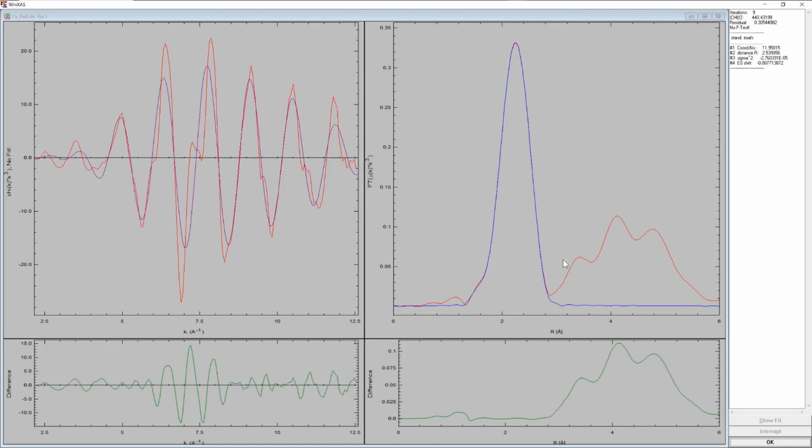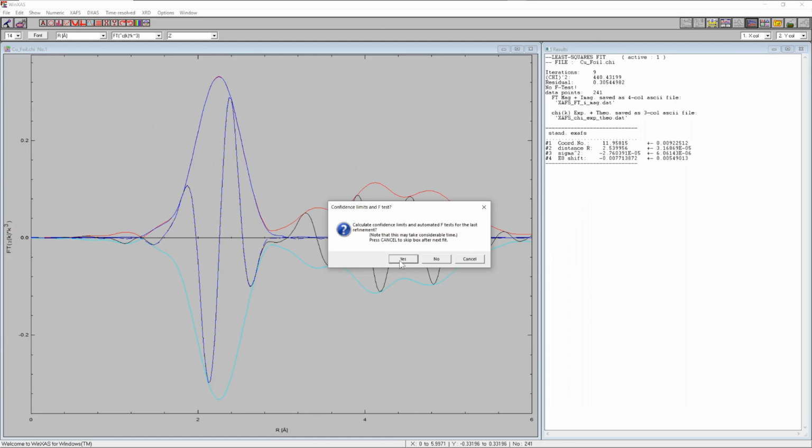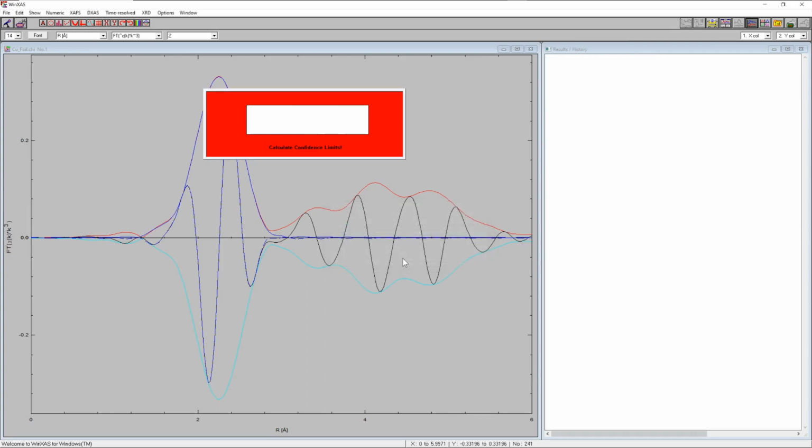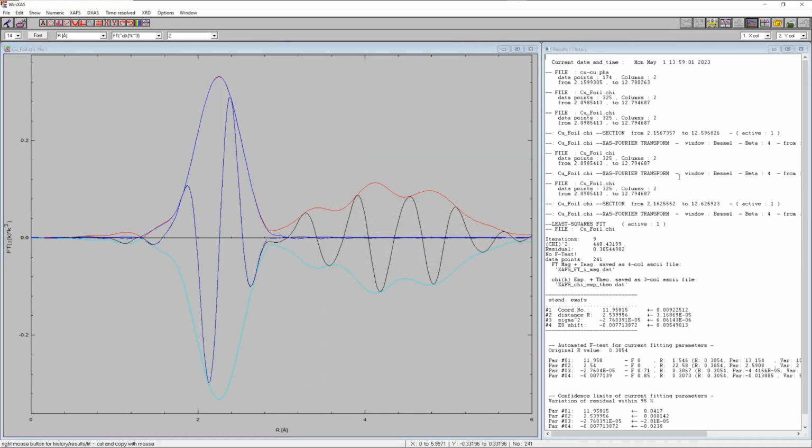We get the calculated and the experimental radial distribution function here in the R space, and we get a display. As I mentioned, this is no fit in the K space. This is only showing the experimental EXAFS function and the theoretical EXAFS function in the K space. So, okay, and now we can actually calculate confidence limit and the F-test because we want to look at those. So select OK, and this is the calculation.